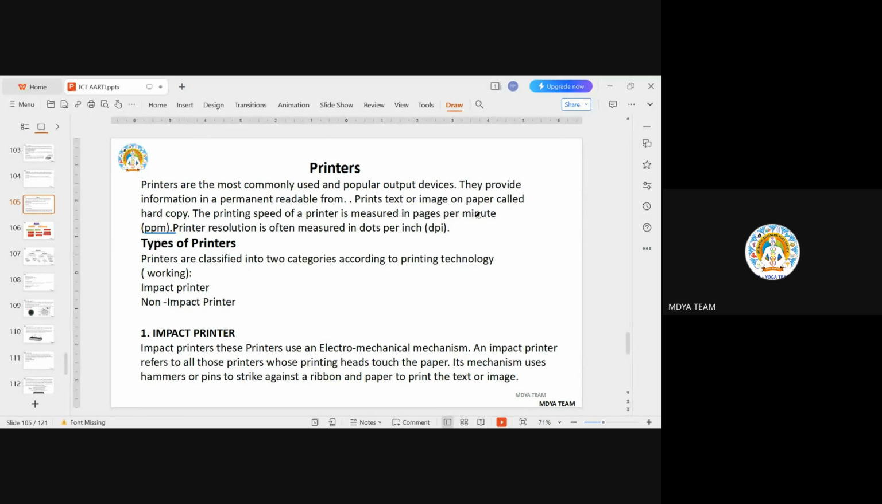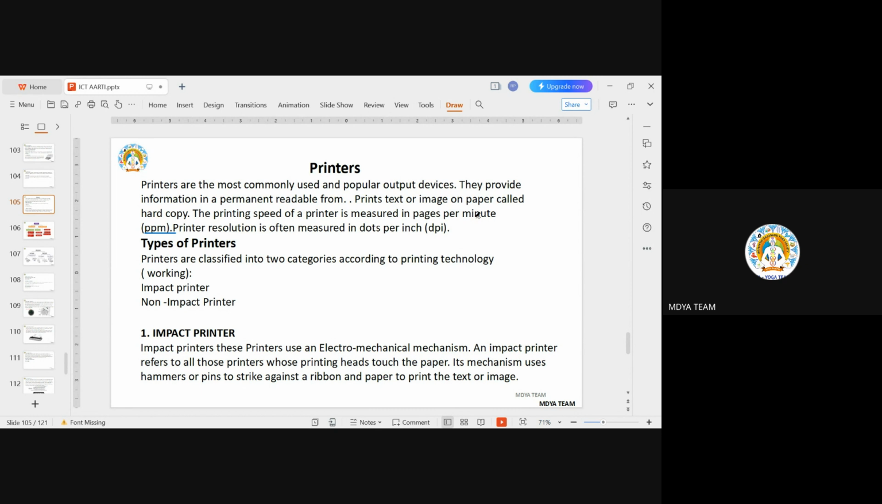Impact printers are those printers which have a printing head like a hammer. If you use a hammer on an iron rod or any solid thing, you will see the impact and a dent on that material. Like the olden days typewriter, where the letters hit the paper. The main example of the impact printer is the typewriter. The printing head touches the paper, like a hammer.